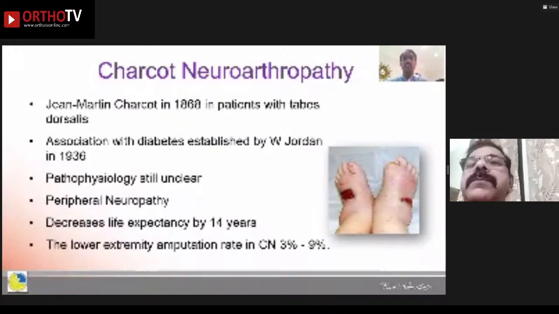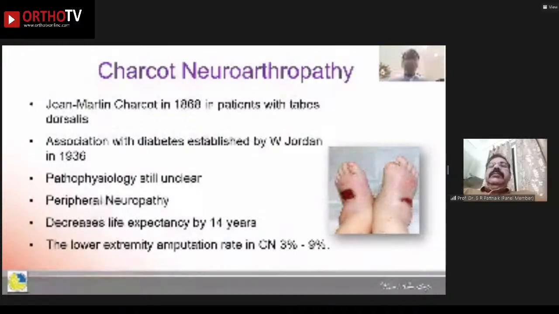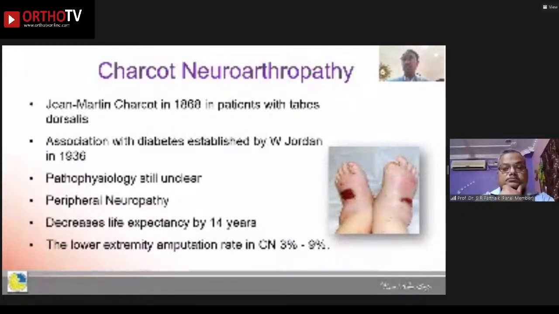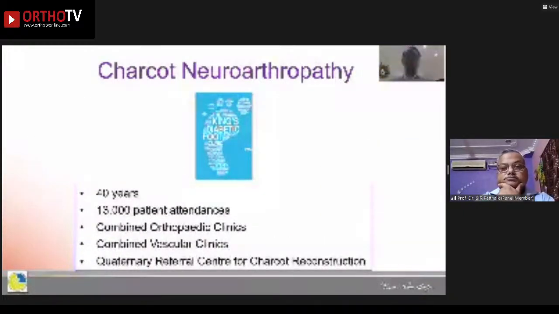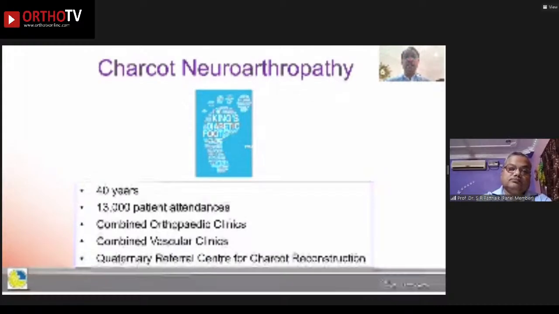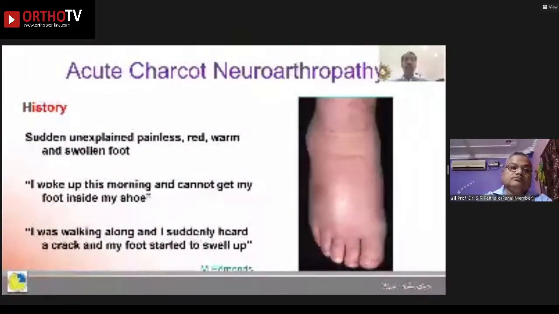But we know that this is associated with peripheral neuropathy. It is known to decrease the life expectancy of those individuals who develop it by about 14 years, and the lower extremity amputation rate is quite significant. We at King's College Hospital were the first to establish a multidisciplinary diabetic foot clinic about 40 years ago, and a large part of my practice is dealing with Charcot foot reconstructions. I would like to share our experience.